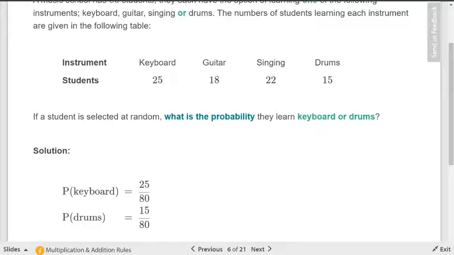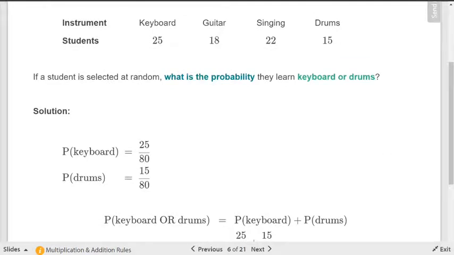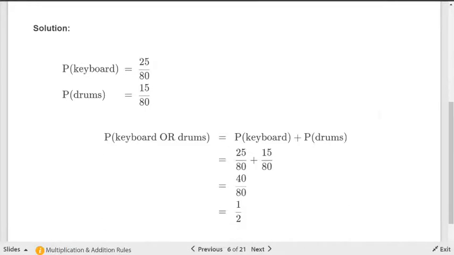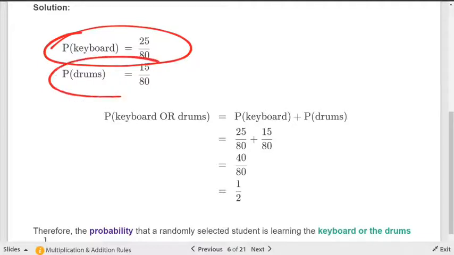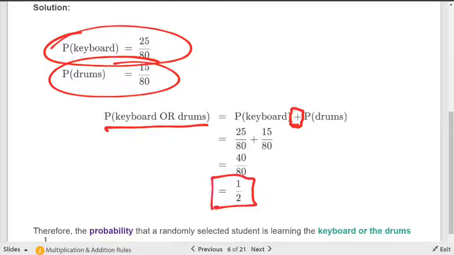So we've got an "or" situation here. The numbers of students learning each instrument are given in the following table. If a student is selected at random, what is the probability they learn keyboard or drums? They give us the probability of learning a keyboard: 25 out of the 80. Probability of learning the drums, 15 out of 80. So we have an "or" statement, which means we're going to use what operation? Addition. So 25 over 80 plus 15 over 80 gives 40 out of 80, which they reduce to 1/2. Good for them.